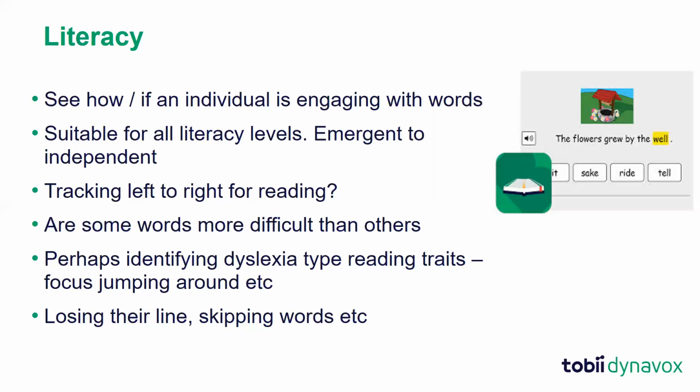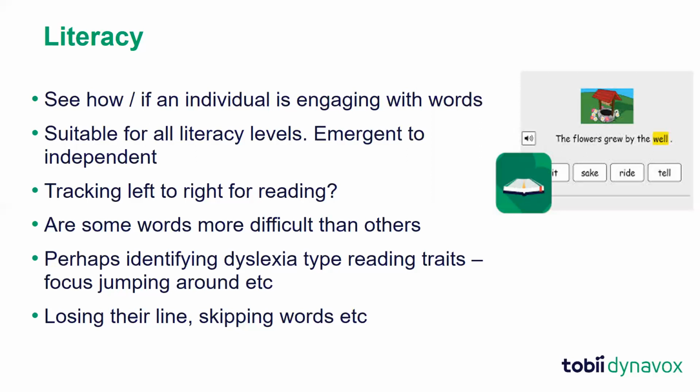So from an emergent side, we can find out really basic things like are they tracking from left to right for reading? It's easy to make assumptions around people based on our own experience and assume that it'd be obvious for them that they need to be tracking from left to right, but it's not necessarily the case. And by having something like Gaze Viewer, it gives us some objective evidence as to what somebody's looking at.